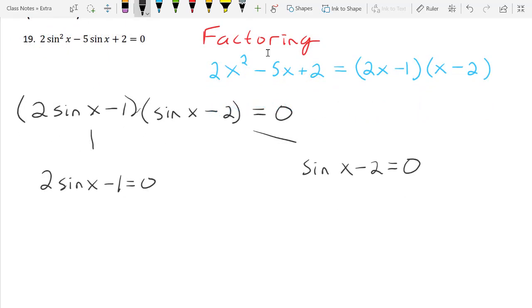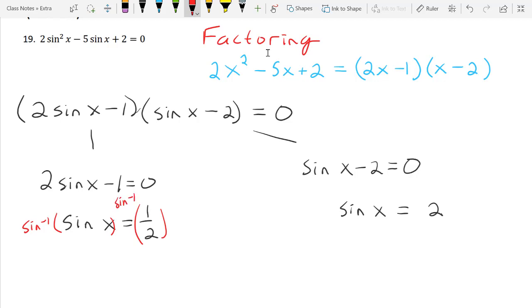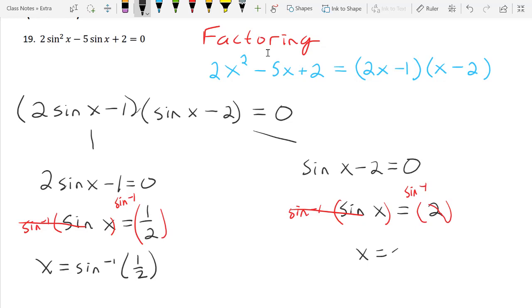And over here we'll add the 1 and divide by 2, sine x equal to 1/2. Over here we add the 2 over to get sine x equal to 2. And we take the inverse sine of both sides on both equations. Now we will solve for x. x equals sine inverse 1/2. x equals sine inverse 2.